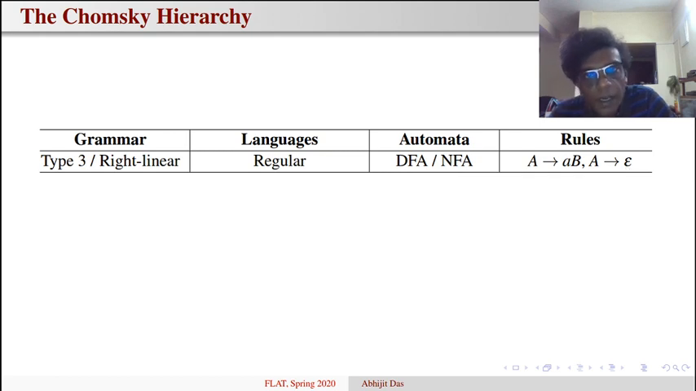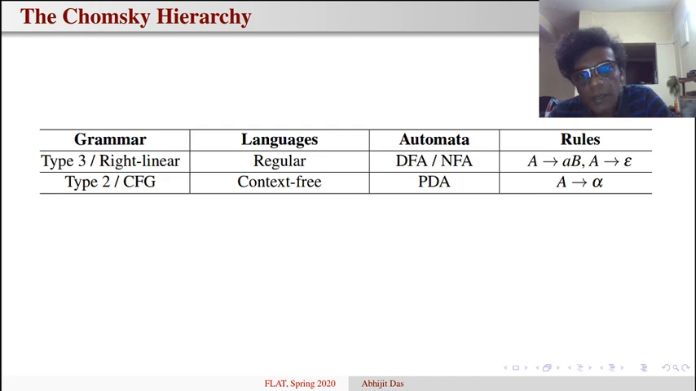In the next level, we have type 2 or context-free grammars, and they are equivalent to context-free languages. In turn, context-free languages are the languages of all PDA, push-down automata, the non-deterministic version. And here the rules are of the form: a non-terminal can become an arbitrary string of terminal and non-terminal symbols alpha.